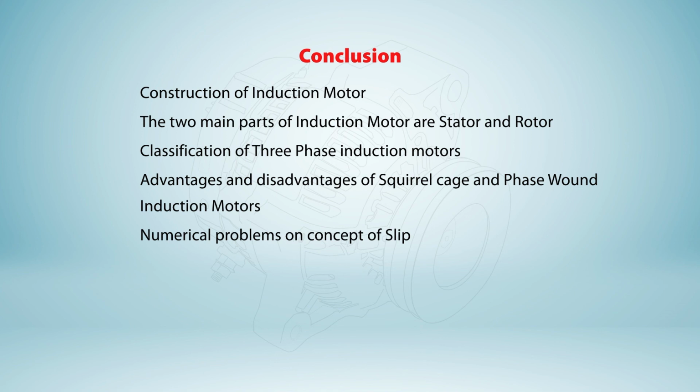So, there are certain advantages: where constant speed is required, we use the squirrel cage induction motor. Squirrel cage induction motors are simple in construction, require less maintenance, they perform better, their efficiency is good, and they are economical. And phase wound rotor motors are used where variable speed is required or high starting torque is required, like in cranes or lifts, but they are a little expensive.